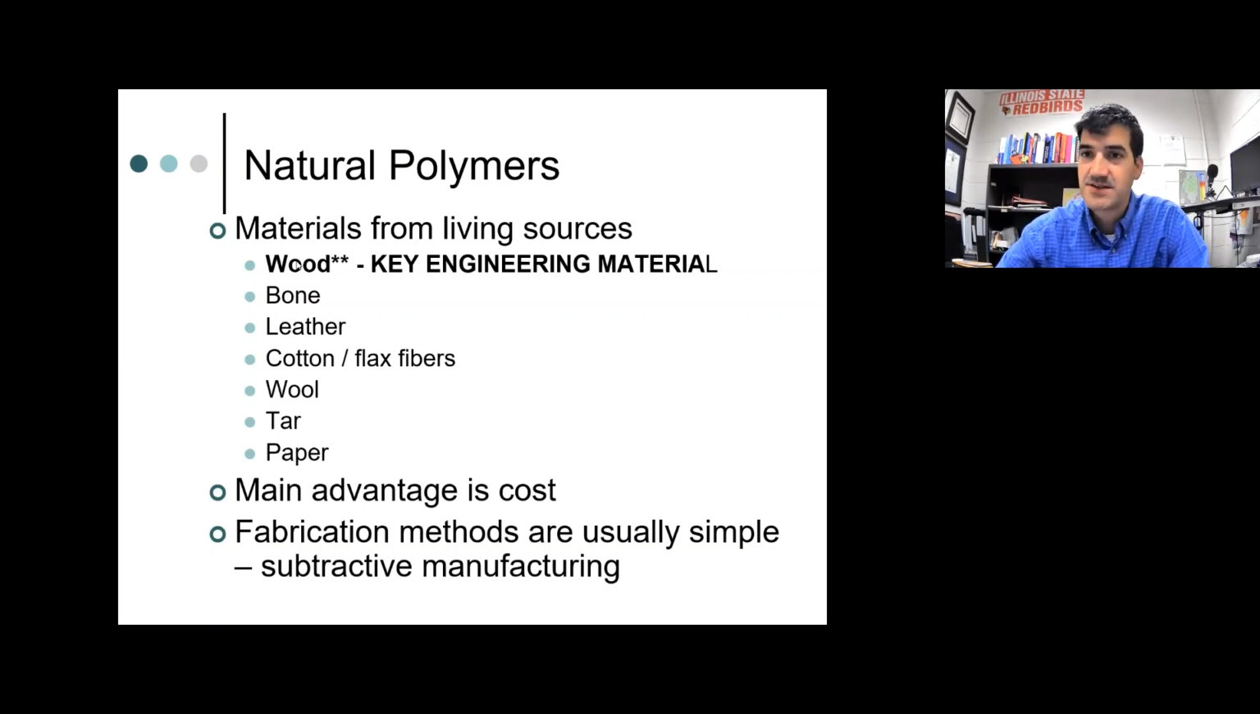Fabrication is also really simple. We use subtractive manufacturing, which is just the opposite of additive manufacturing. Additive manufacturing is starting with nothing and then building stuff up, like 3D printing. Subtractive manufacturing is, I have some blocks of wood over there, if I take a block of wood and I cut it down to size, and then eventually I get to the right size, we call that subtractive manufacturing.